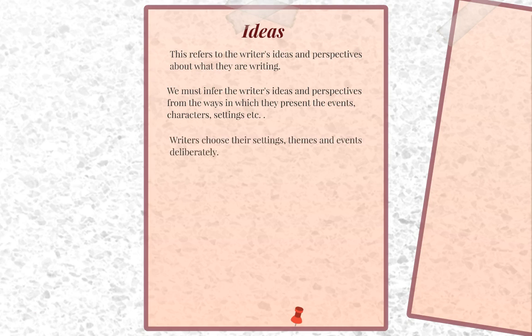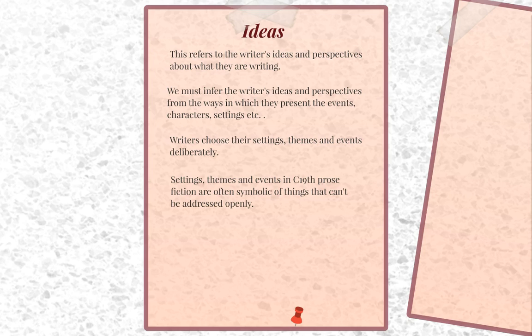We need to remember that writers choose their settings, their themes and their events deliberately. Every single thing that you read in a piece of 19th century prose fiction is there deliberately. It has been thought about, and it is there to either present particular ideas, to explore particular issues, and to further the theme that the writer is dealing with at that time.